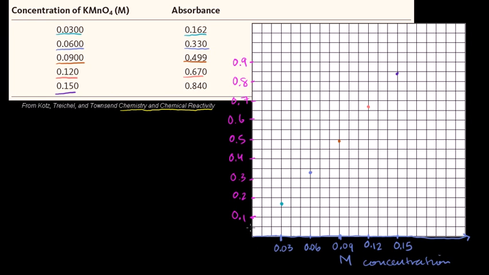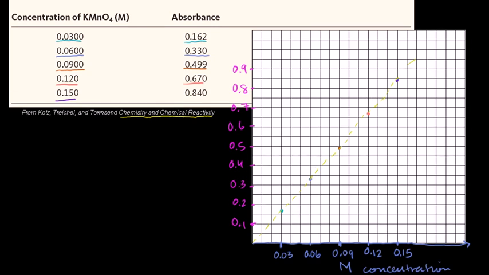Let me draw the line. I don't have a line tool here, so I'm just going to try to freehand it. I'll draw a dotted line, since dotted lines are a little bit easier to adjust, in this light green color. But I think you see this linear relationship. This is the Beer-Lambert law in effect.